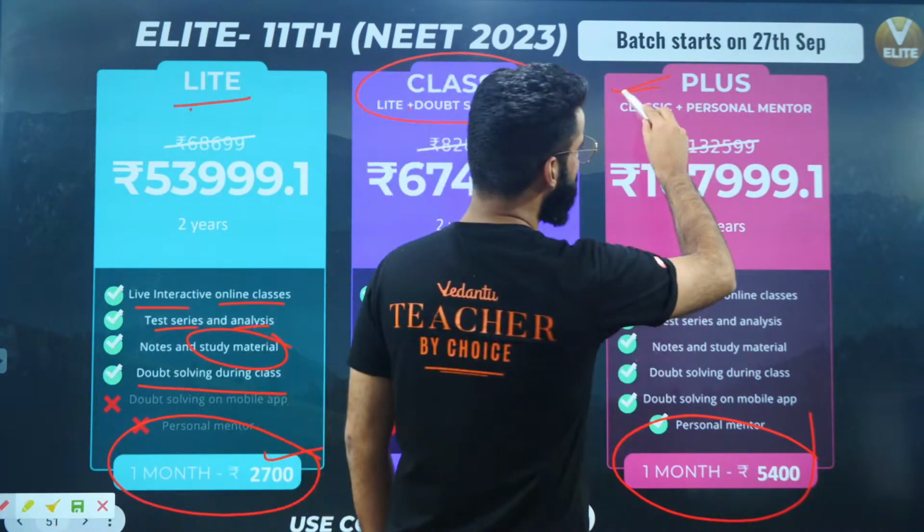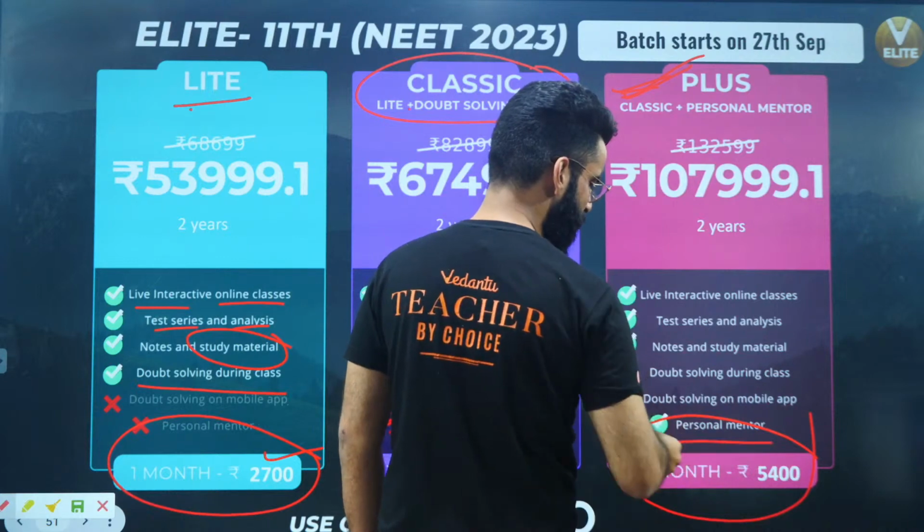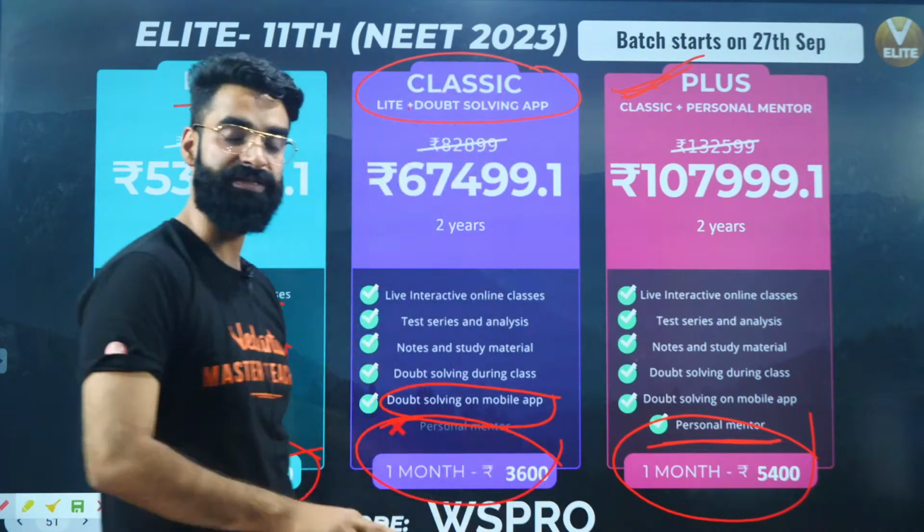And what about the plus? What is different in this? In plus, you get personal mentors in all the three subjects, physics, chemistry as well as biology.